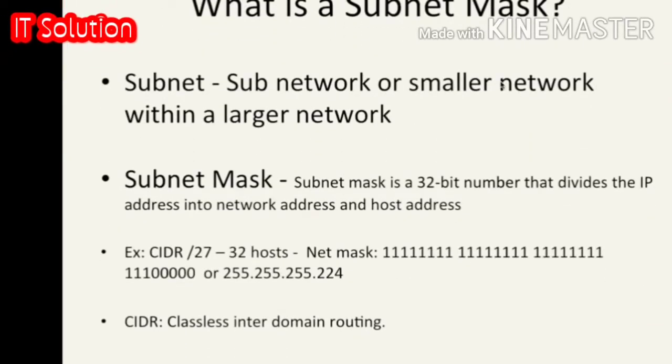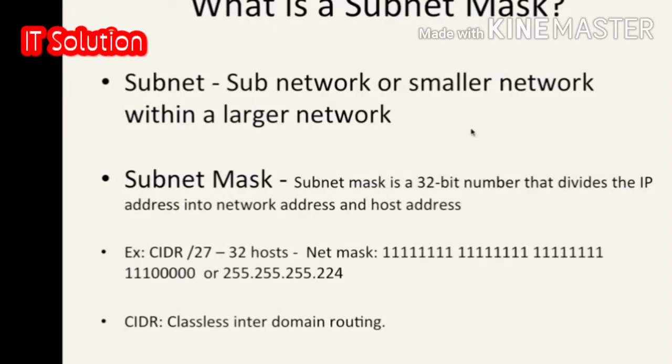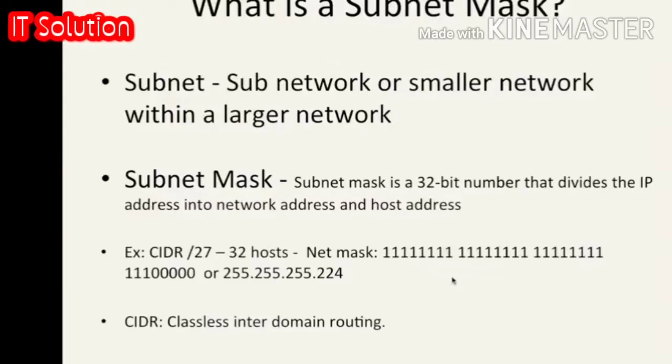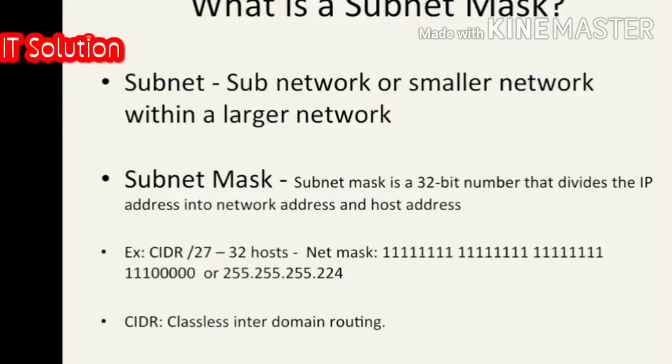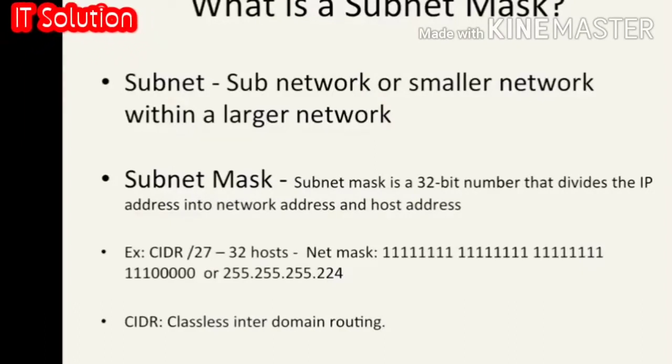So what is a subnet mask? Well, a subnet is a subnetwork, or a smaller network within a larger network. And a subnet mask is a 32-bit number, as we saw earlier, that divides the IP address into the network address and the host address. So the subnet mask tells you which portion is the street address and which portion is your house number. Basically, that's what a subnet mask does.